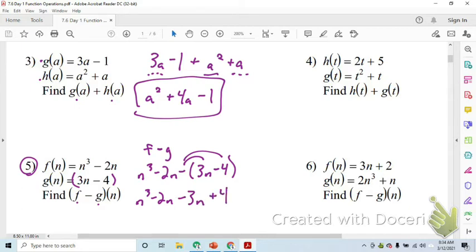So what we're going to do there is we're going to combine the like terms here and here, and I end up with n to the third minus 5n plus 4.